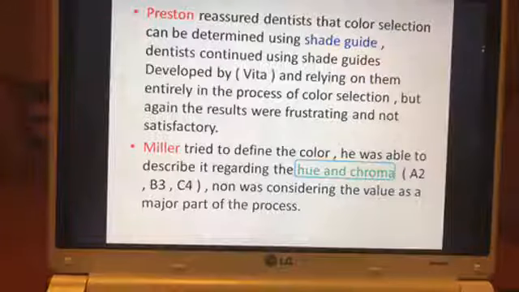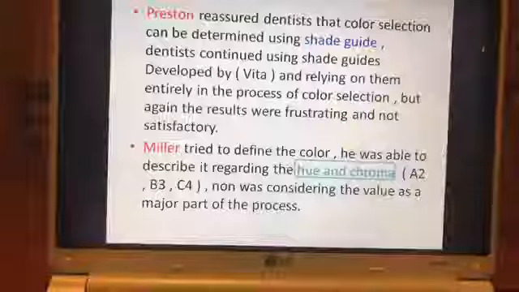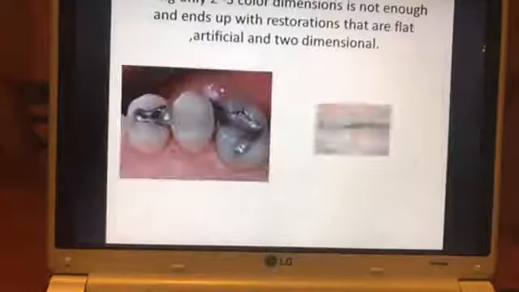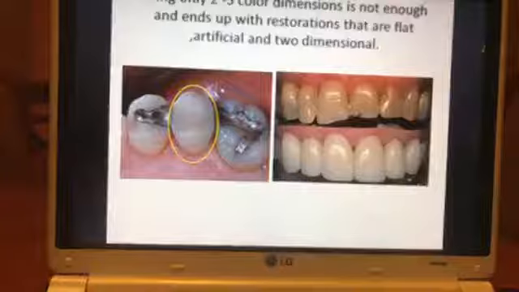The hue is the color. The chroma is the intensity or the saturation of this color. Don't worry about those terms, everything is going to be explained later. None of them at that time was giving much attention to the value, which is the most important.